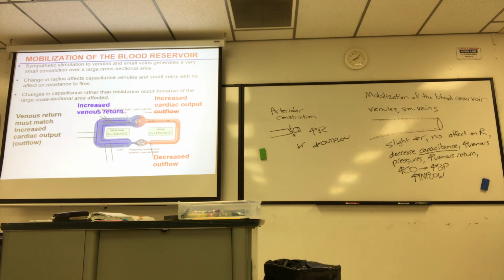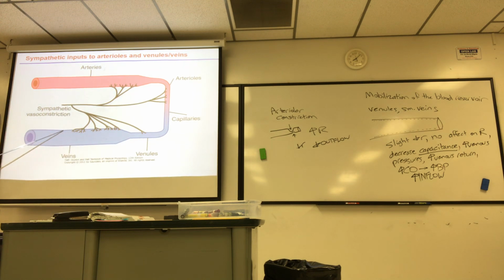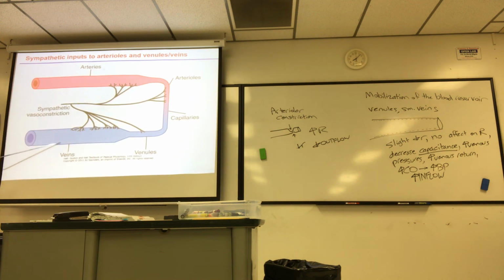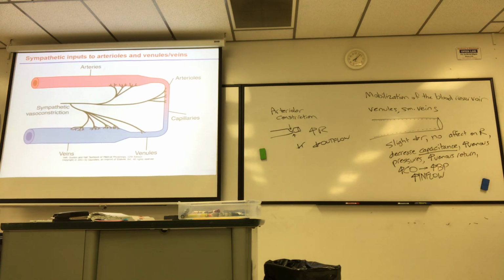Changes in capacitance rather than resistance occur because of the large cross-sectional area effect. Again, it's not just one little part you're squishing, it's the whole tube. Or you're shrinking it just a little bit. Here's a picture of that. So they show the sympathetics being affected over a larger area. So this whole tube is shrunk just a little bit. It's definitely affecting both sides of the circulatory system, the arterioles and the veins there.